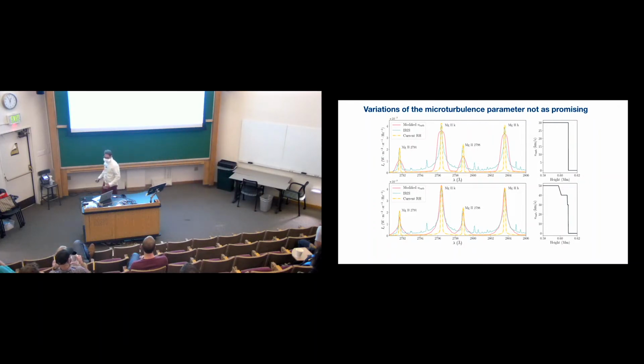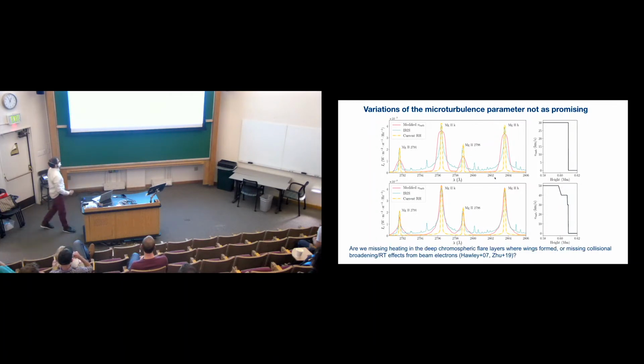So what is going on? Two possibilities we're leaning towards. This would make a great PhD project, if there's a student who wants to pursue these. Are we missing some deep chromospheric heating, which is where the wings are formed? Or are we missing some sort of collisional broadening physics?